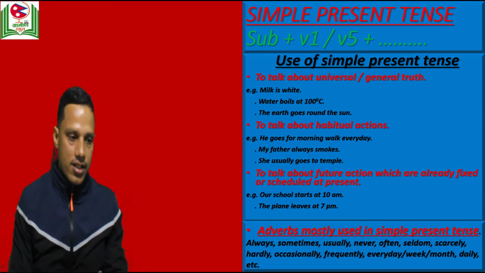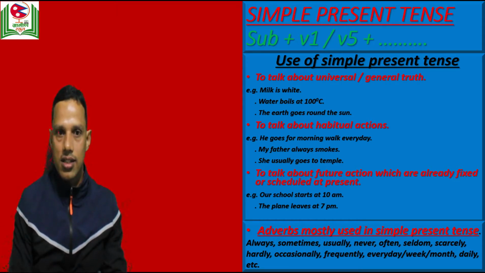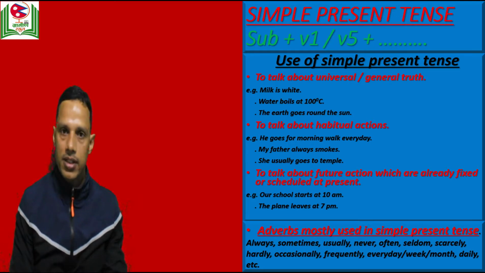Use of simple present tense. Now, why do we use simple present tense? In what conditions, or to talk about what events, do we use simple present tense? Let's see the first point. We use simple present tense to talk about universal or general truth. We have some examples for this. Milk is white, water boils at 100 degrees Celsius, the earth goes round the sun.